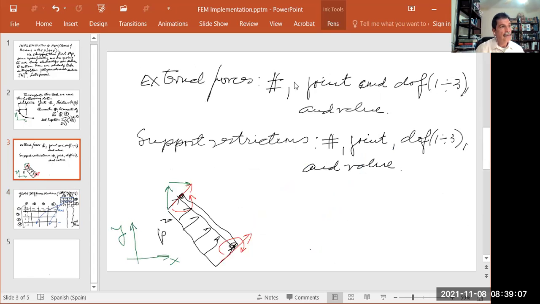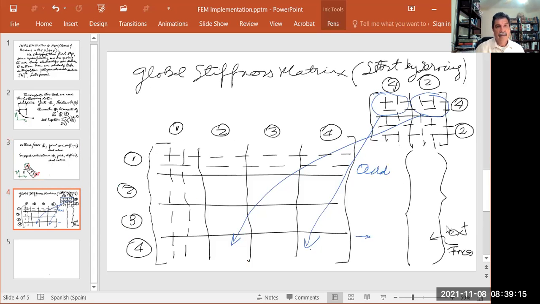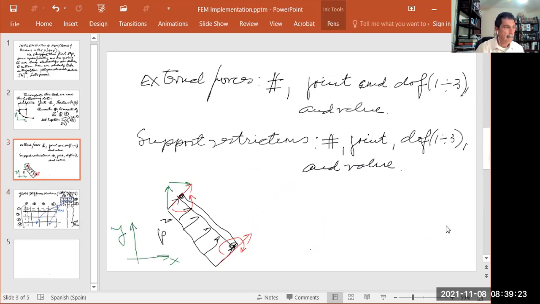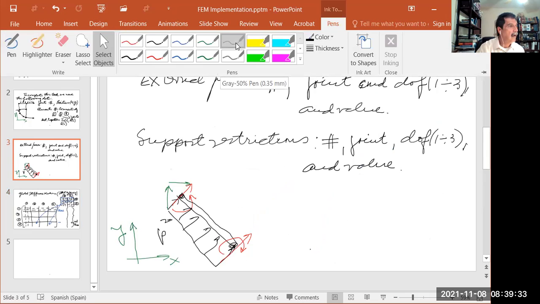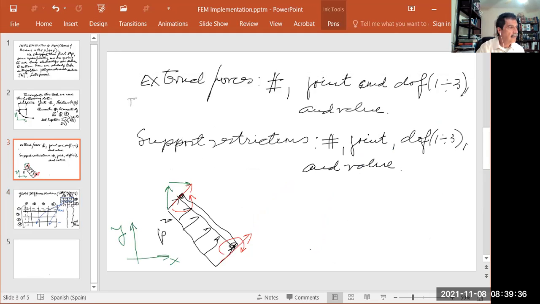We know the joint, we know the degree of freedom, and we know the value. So here, with the joint, let's suppose, as an example, that I have a force in the y direction in joint 3.